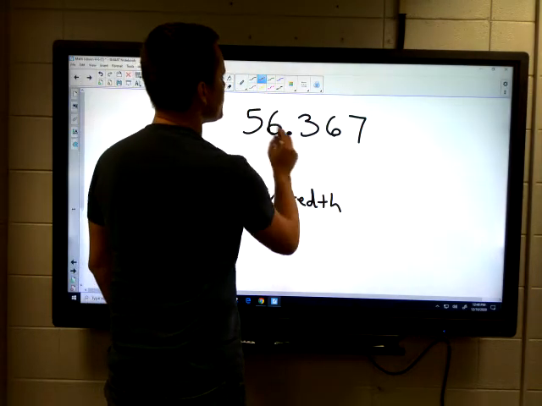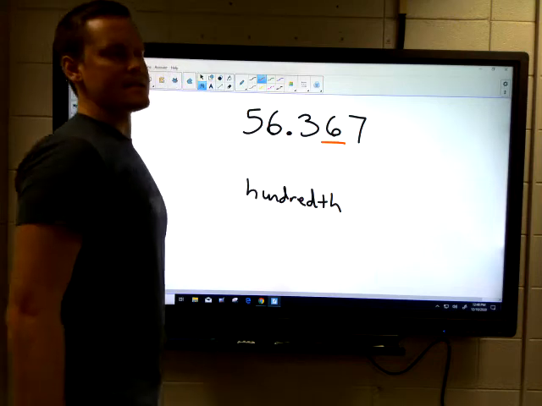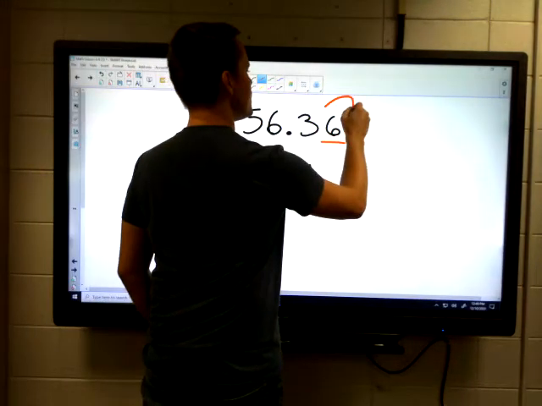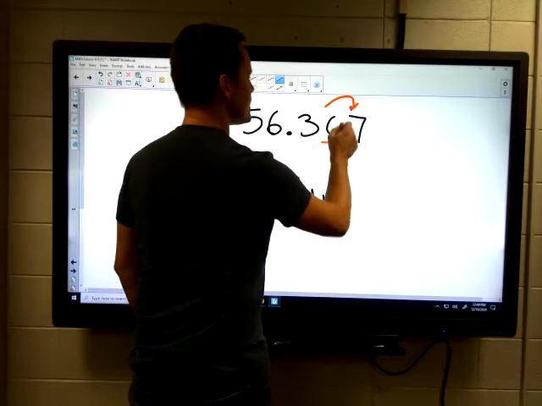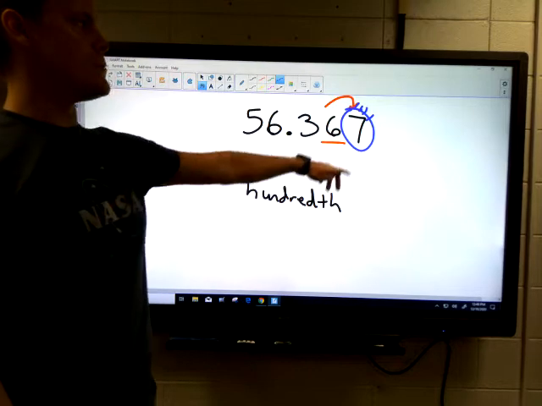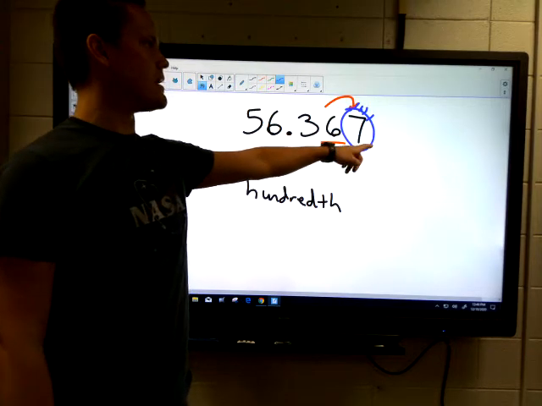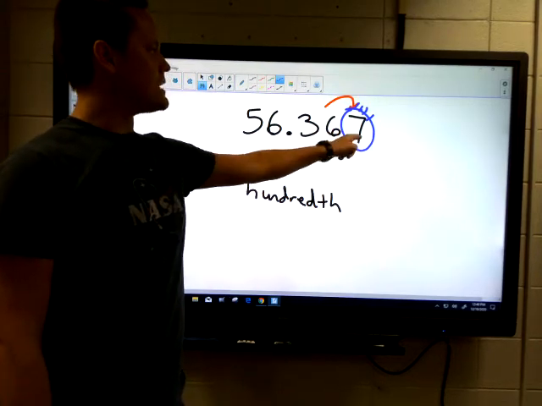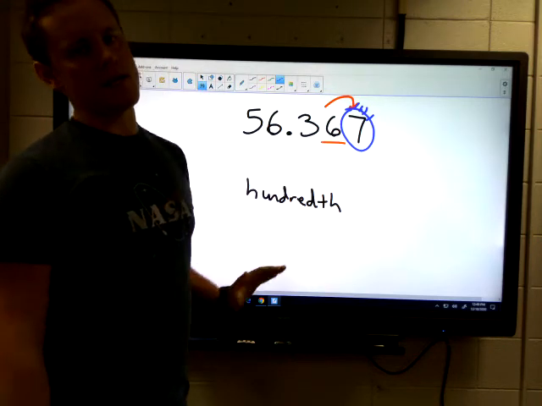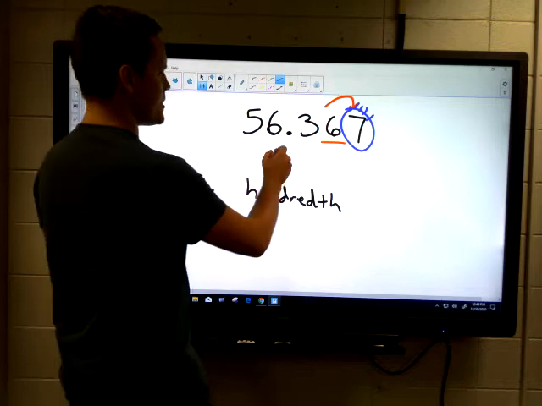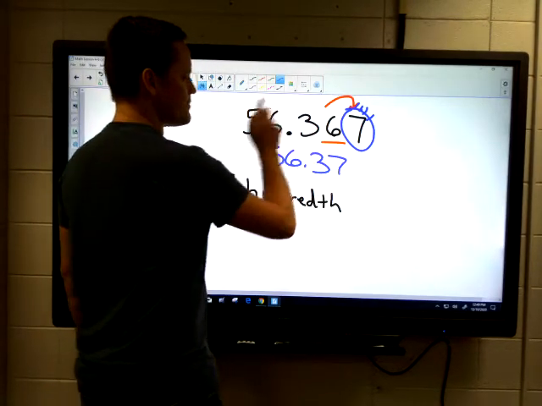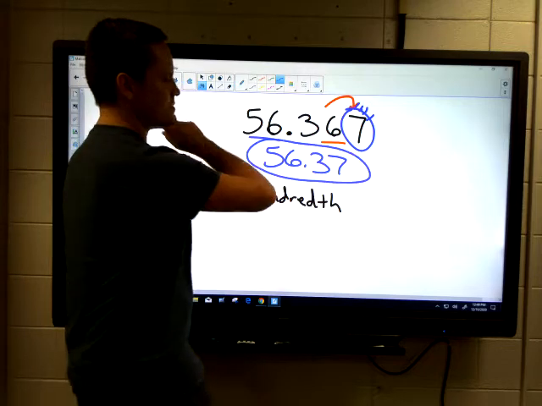So the digit that I'm going to be rounding is the 6. It's either going to go up or stay the same. How do I know? Well, I'm looking at the 7. The 7 tells me what to do. I drew eyelashes on that 7, the digit to the right. 7 is 5 or above, so I need to give that 6 a shove. So it's going to be 56.37 is your answer. Very nice job.